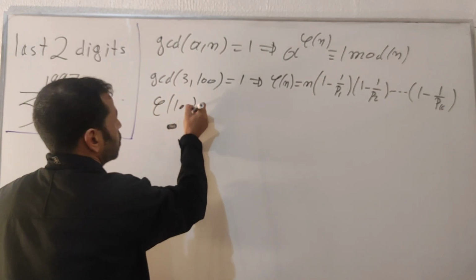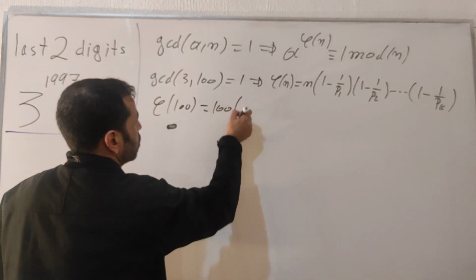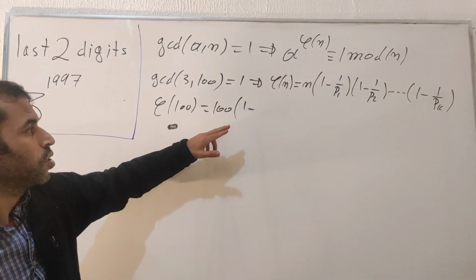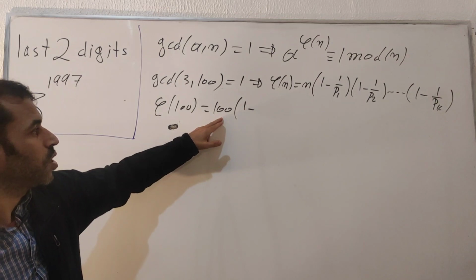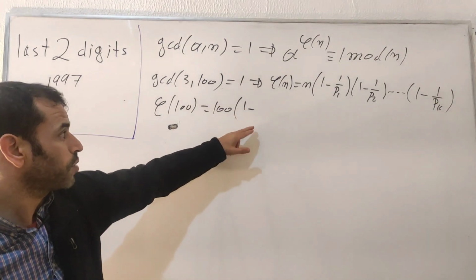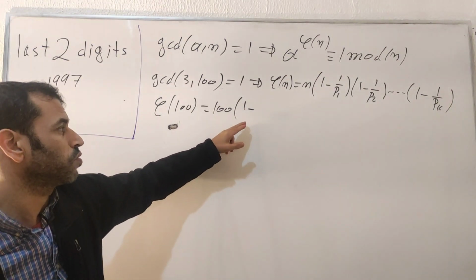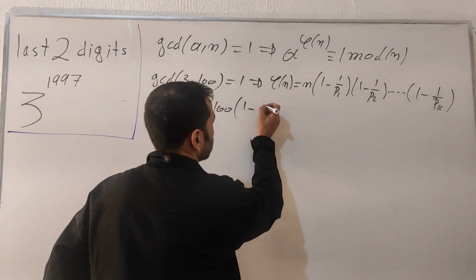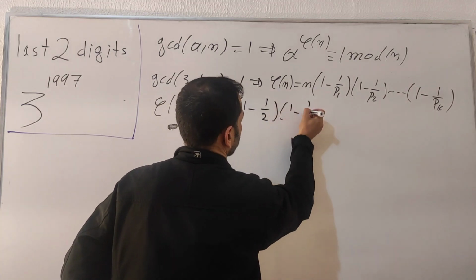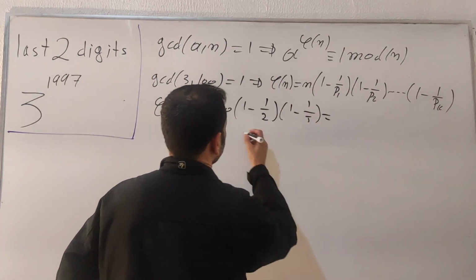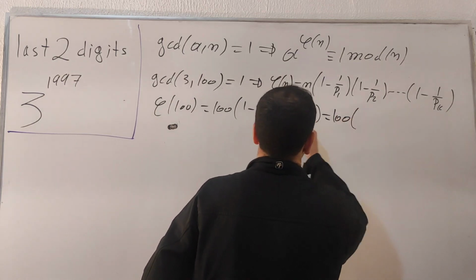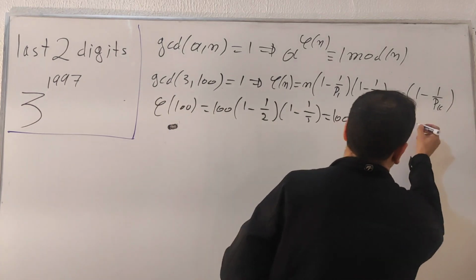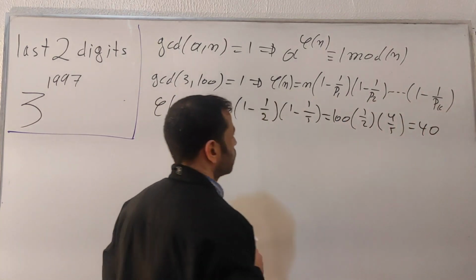Phi of 100 equals 100 times... what are the prime factors of 100? We have 2 and 5, because 100 is divisible by 2 as a prime, and also by 5, okay? There are only 2 primes here. So 1 minus 1 over 2 times 1 minus 1 over 5. This is 100 times a half times 4 over 5. If I calculate this, it is 40, okay?